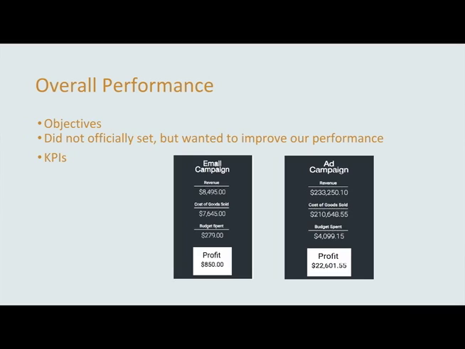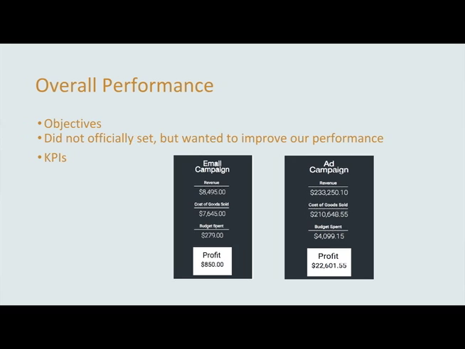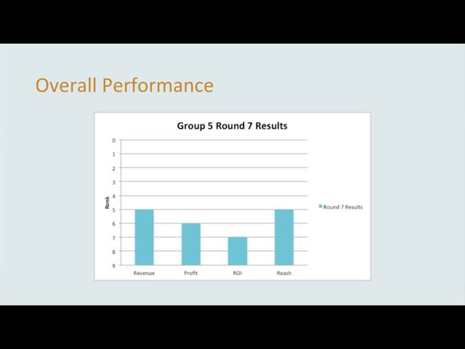We did not set any official objectives for our simulation. However, we wanted to improve our performance in our ad campaigns. We ended up being able to do that. We were way below the class average at first, but then our performance improved in round 5. We came in 5th place for rent and review, 6th place for profits, 7th place for return on investment, and 5th place for reach at the end of round 7.